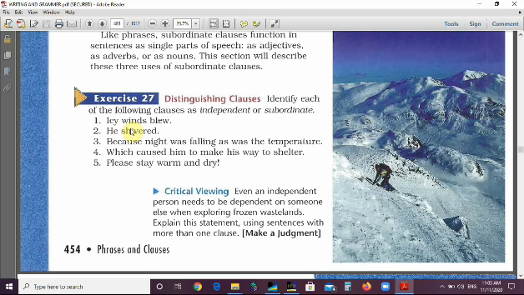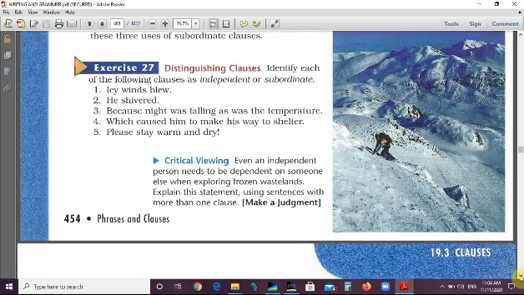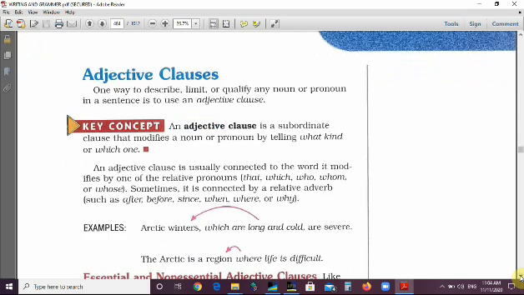He shivered. We have a subject and a verb and a meaning. So this is an independent clause. Because night was falling, as was the temperature, we don't have a complete thought or meaning. This is a dependent or subordinate clause. Same here. Which caused him to make his way to shelter. This is a subordinate clause. Number 5, please stay warm and dry. This is an independent clause because we have a complete thought or meaning.